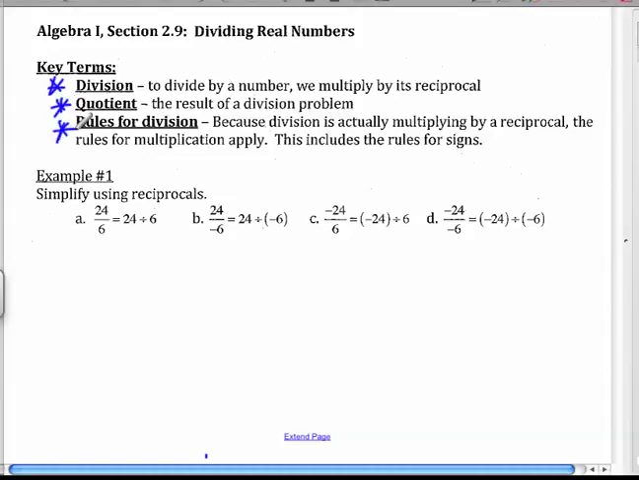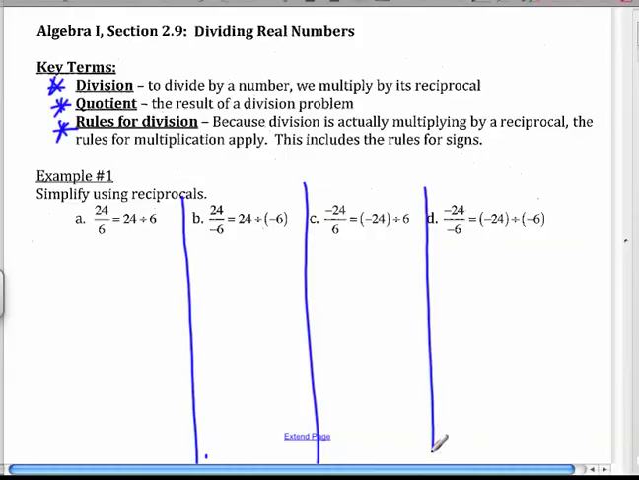It says because division is actually multiplying by a reciprocal, the rules for multiplication apply. That means two negatives make a positive, two positives make a positive, and a negative and a positive in either way makes it a negative. Okay? When we have fractions, we're dividing, that sort of thing. So using that information, I'm going to go ahead and divide these things. This will go quickly. All right?